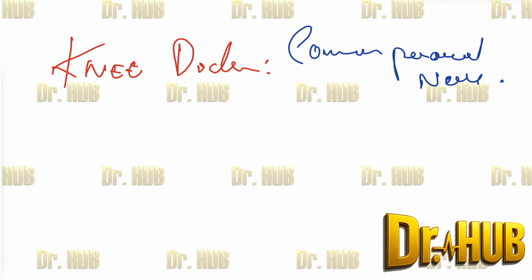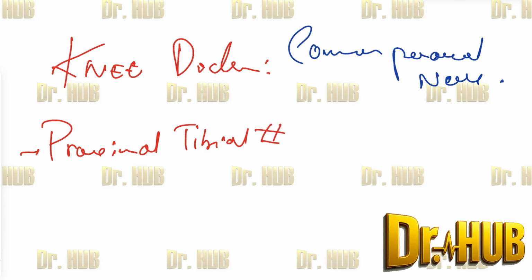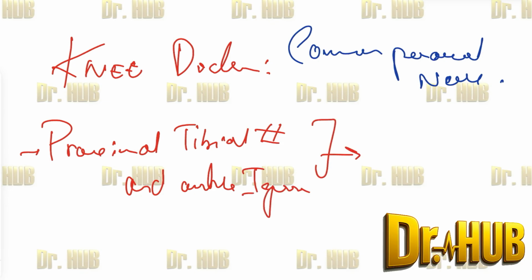Then moving on to the proximal tibial fractures and also the ankle injuries. In both cases, it is the posterior tibial nerve which is involved.